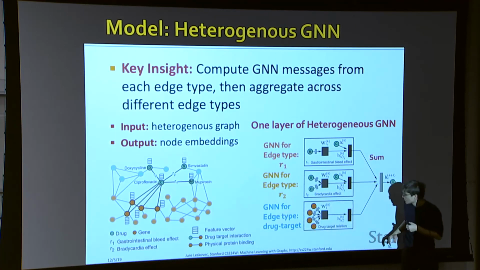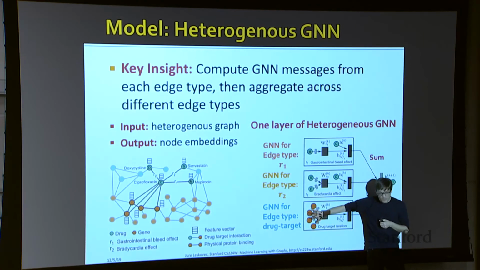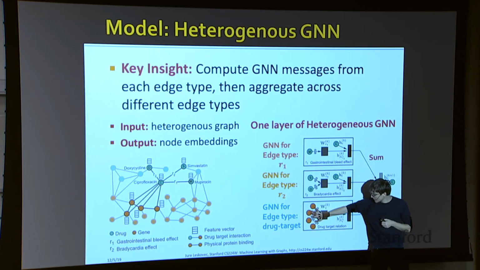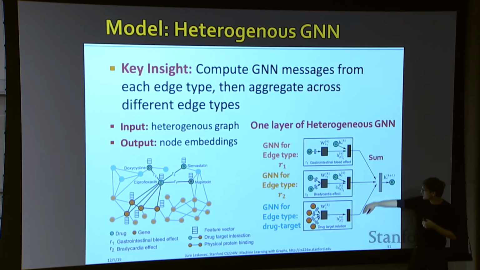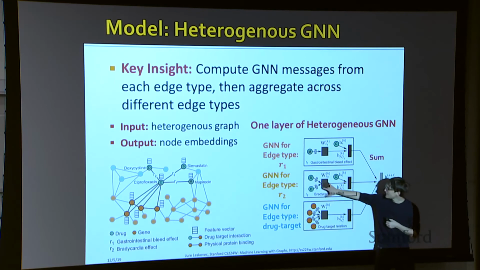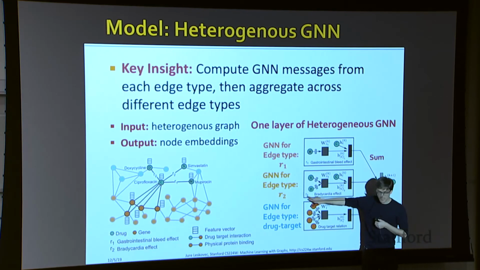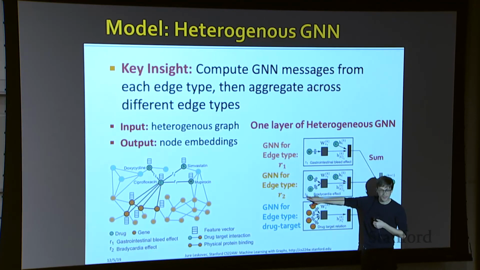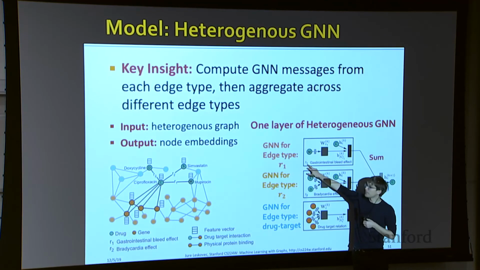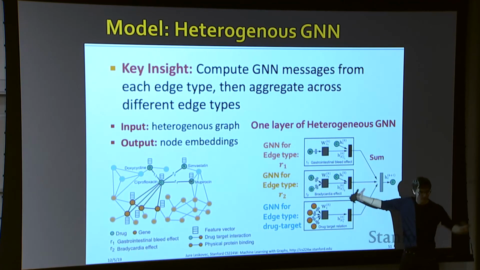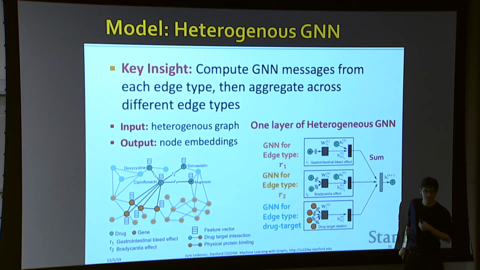And the architecture is the following. I will take information from the proteins, aggregate it, transform it, and pass it. And then for every different edge type, this is side effect type number 2, side effect type number 1, I will have a separate aggregation architecture, right?